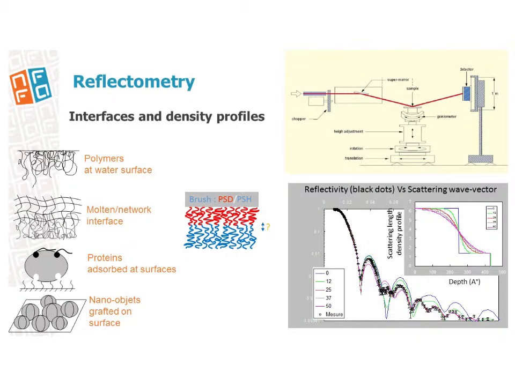Neutrons can be used in reflection geometry to study polymer films at solid-liquid interfaces or in magnetic films. The measurement provides a depth density profile with a few nanometers depth resolution. In this example, the fit of the measured reflectivity, the black dots, allows reconstructing the width of the interface in a polymer brush grown with half deuterated and half hydrogenated parts. The interfacial region between the hydrogenated and deuterated parts extends over 25 angstroms.